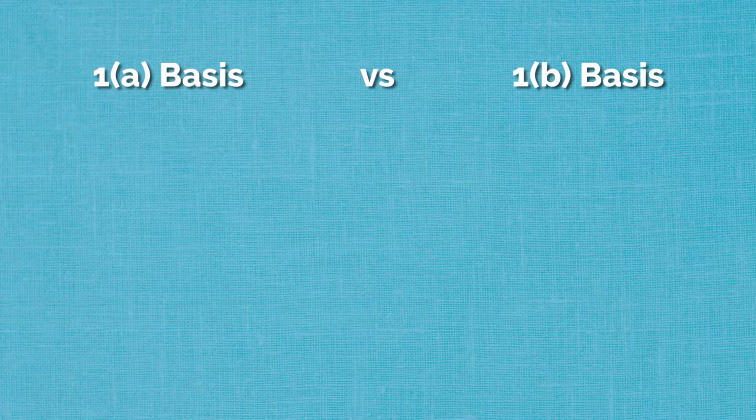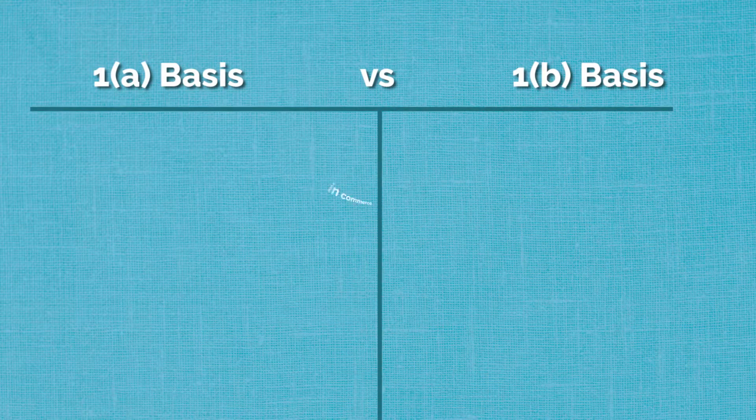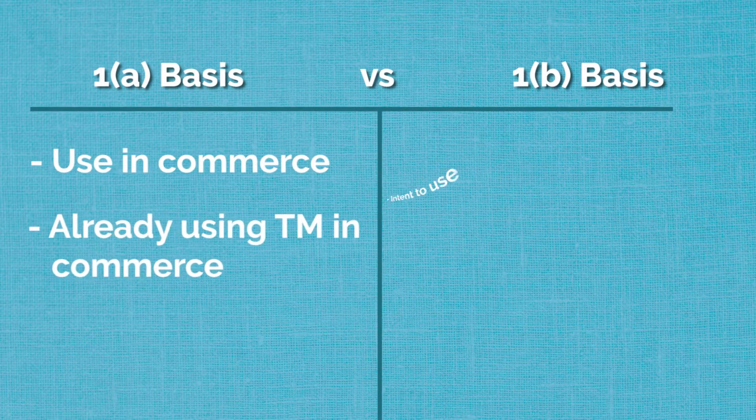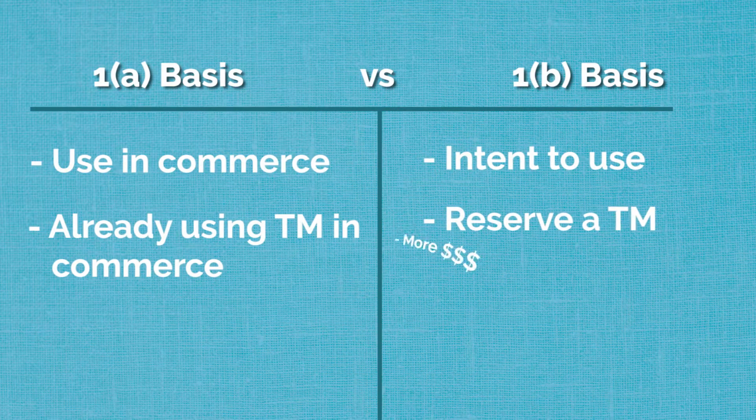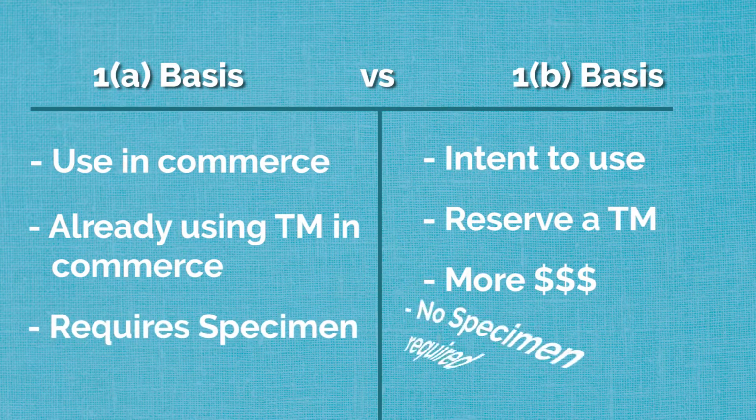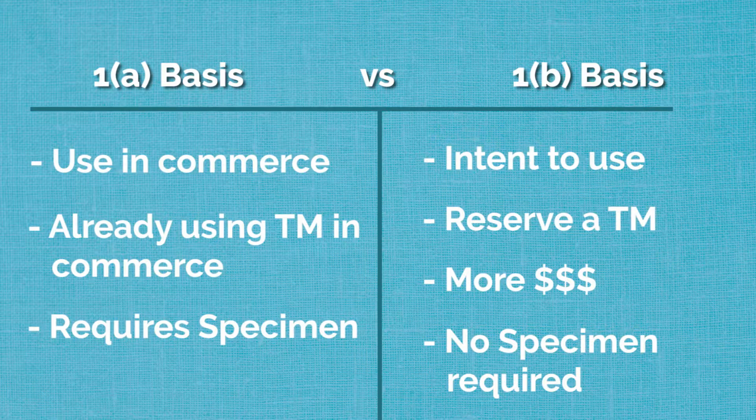So 1A application basis is when you're already using your brand name in commerce. For example, if you're selling, let's say, chef knives, and you've got your brand name on it, and you've got the product on Amazon and offering it for sale or selling it. So that would be a 1A basis. If you've already done that and now you're trying to file an application for it to get a trademark, then you would file a 1A basis application.